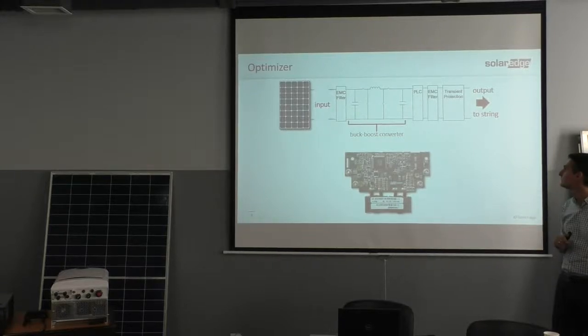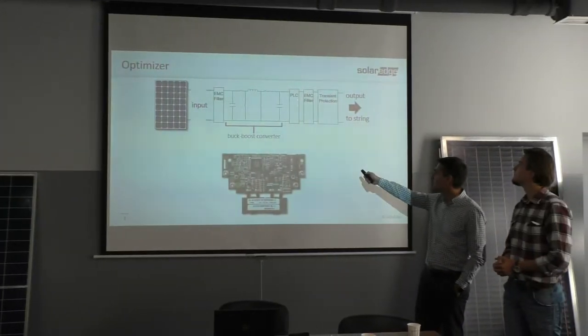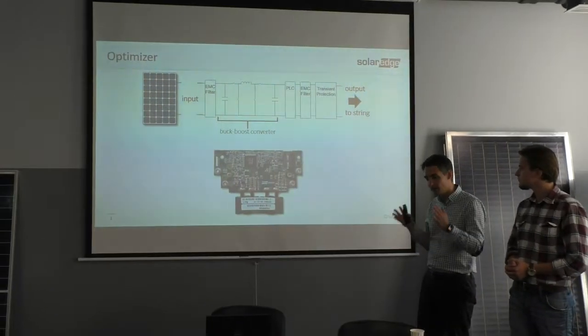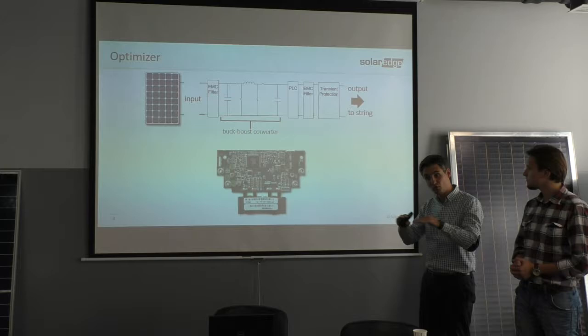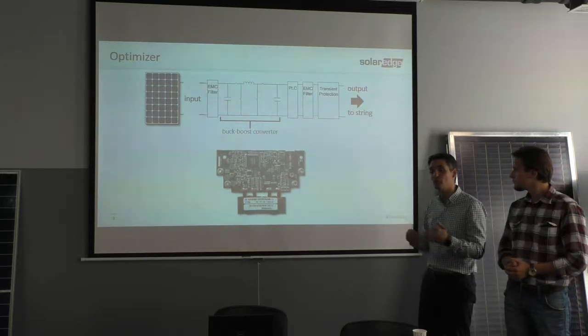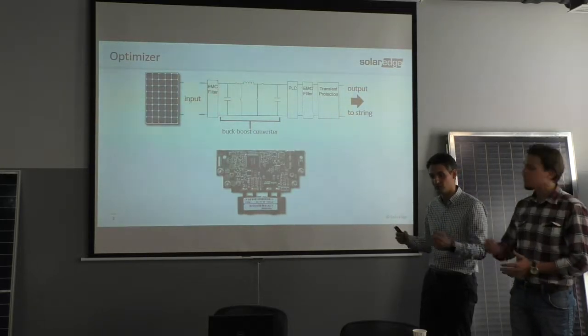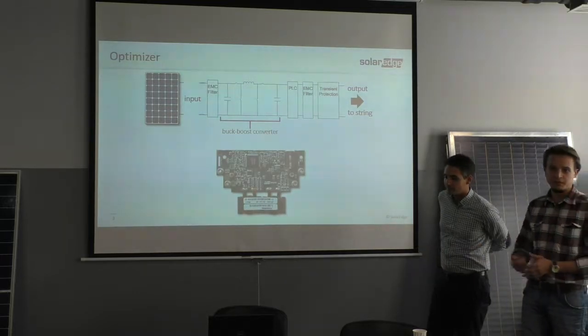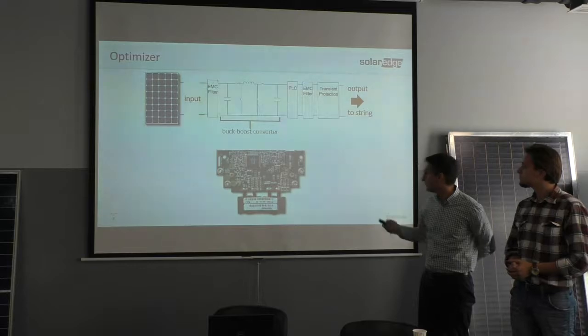Optimizers: electromagnetic filters at the input and at the output. What is important? Power line communication. What does it give you? Monitoring. In our case, to have the monitoring features, you don't need an additional cable. PLC is a module that allows you to monitor the system without any additional cables. It's on the same power line, yes?